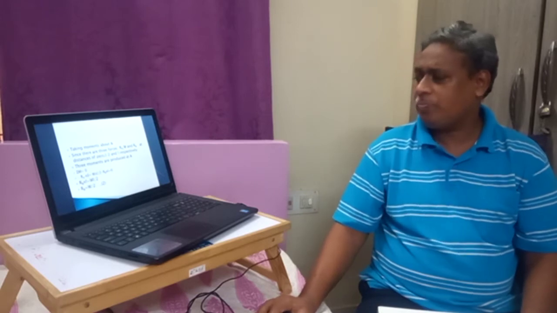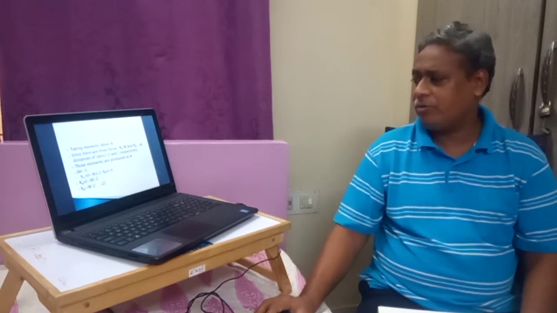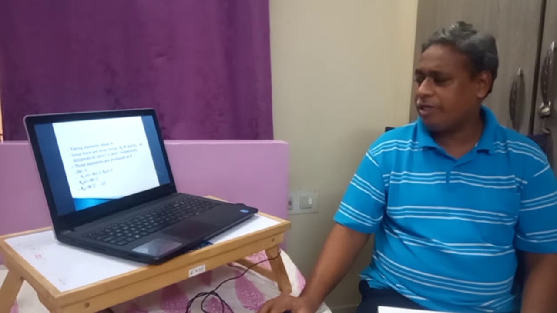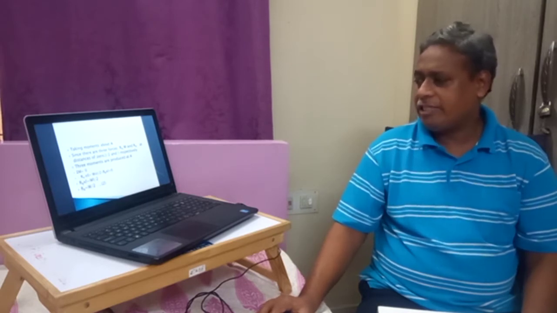So, RA into 0 plus W into L by 2 minus RB into L is equal to 0. Therefore, RB into L is equal to WL by 2. RB is equal to WL by 2L; the L's get cancelled and we will be left with W by 2. So, RB is equal to W by 2.